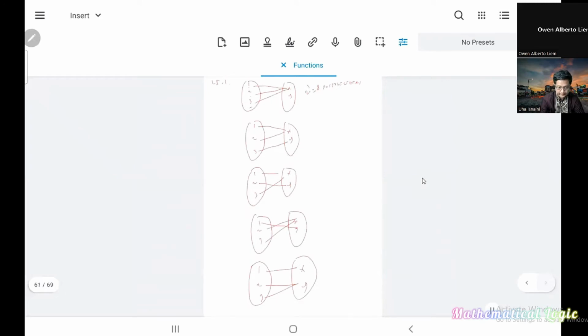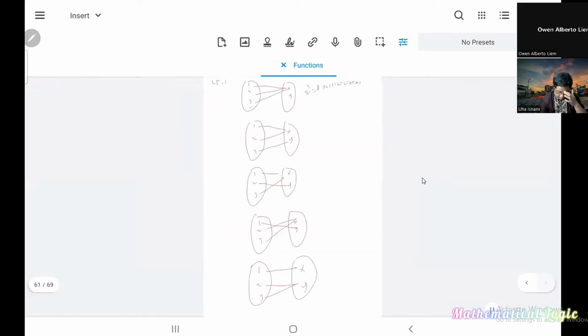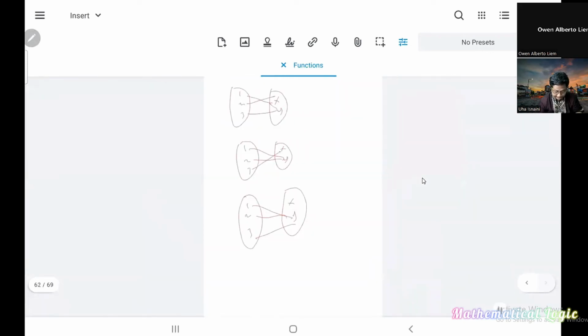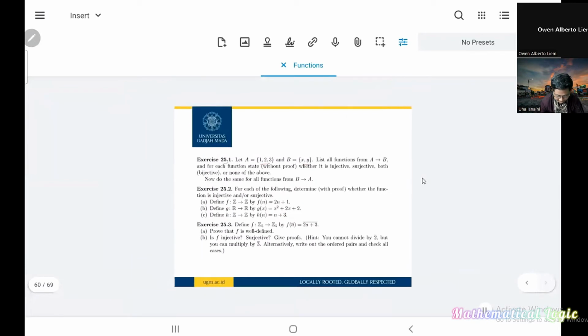Here 2 to x, and then the rest go to y. And then here 1, 2, 3: 3 to x, and then the rest go to y. And this is the last one, 1, 2, 3, everything goes to y. Okay. So 1, 2, 3, 4, 5, 6, 7, 8. So it's already 8 functions.